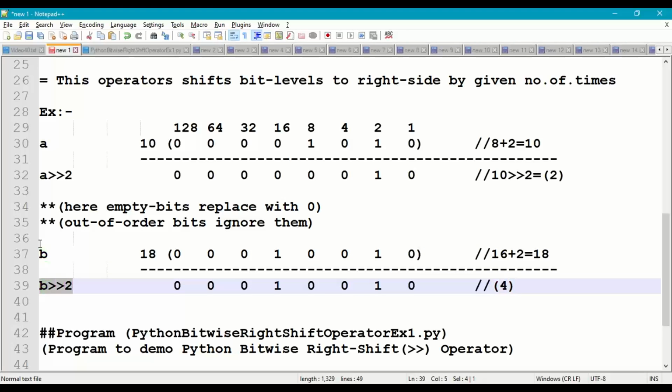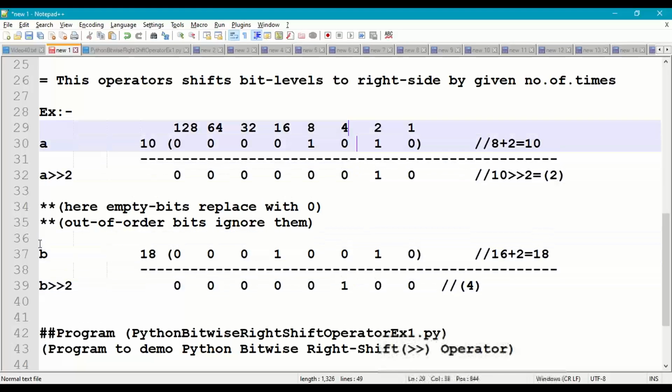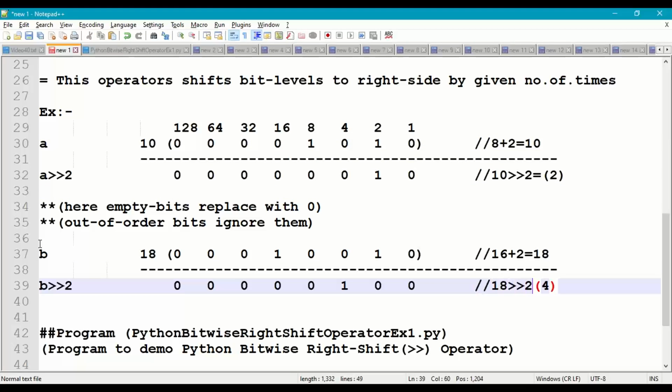B right shift of 2 means shifting towards the right side 2 times. Let us shift this towards the right side. 1 time, 2 times. The left side 2 bits are left empty, just replace them with zeros. And the right side 2 bits are moving out, ignore them. So we have 1 here, and its corresponding decimal value is 4. So the answer is 4 for 18 right shift of 2.